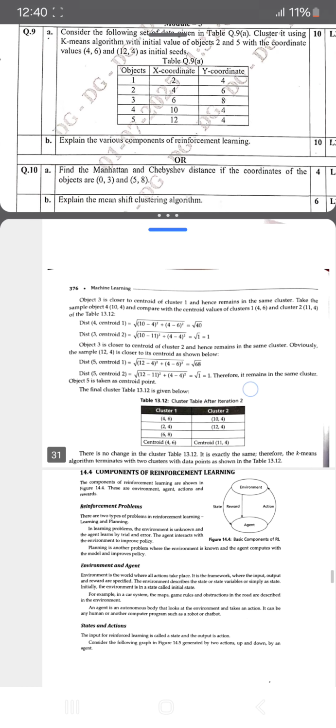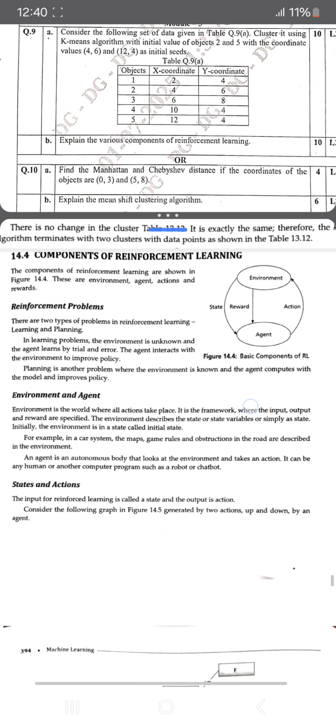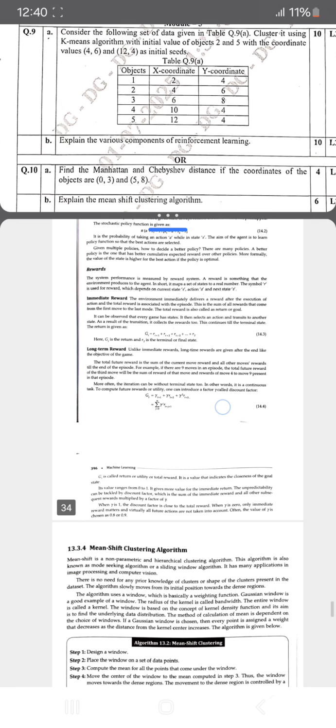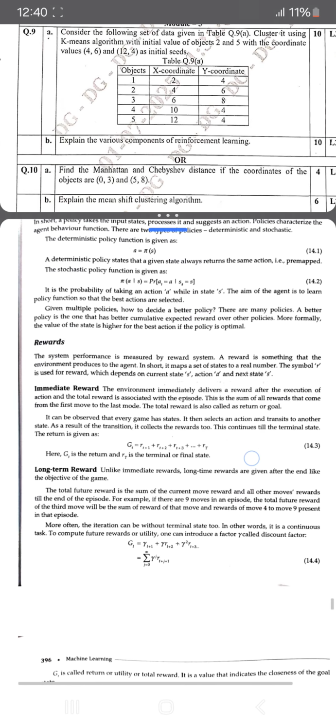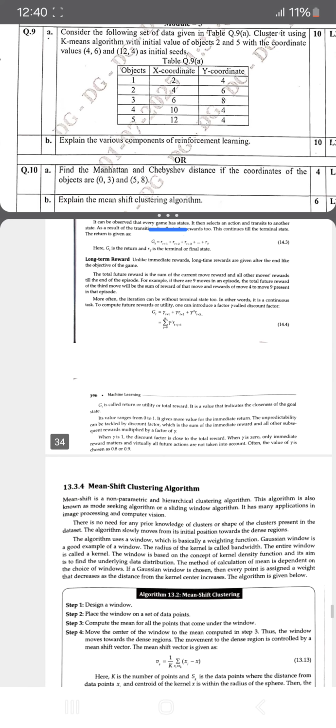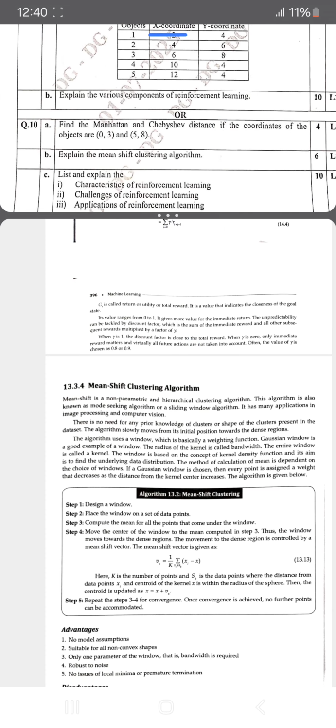Various components of reinforcement learning. See, this diagram is compulsory, and then you can explain them in detail. This 10th A question is not properly given in our textbook, but the concepts are based on our textbook. This solution I will be giving at the last from ChatGPT.